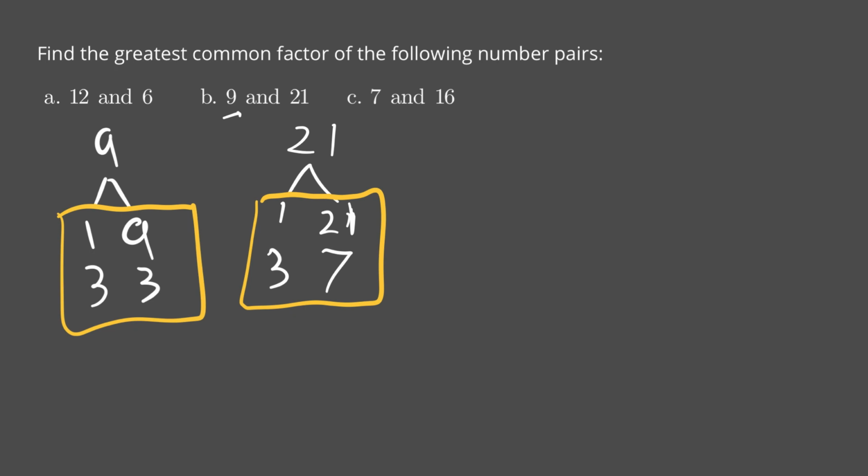In this problem, they both share 1 and they both share 3, but no other numbers. Since 3 is the largest number they both share, their greatest common factor is 3.